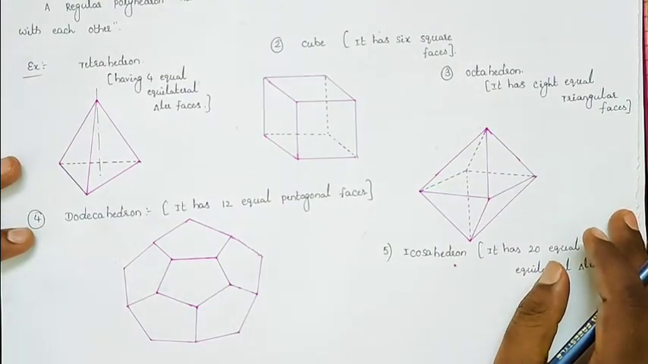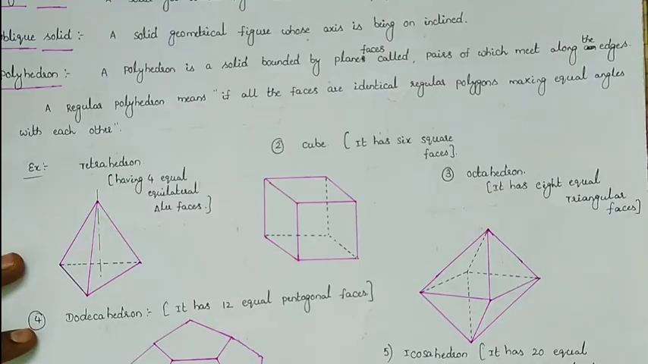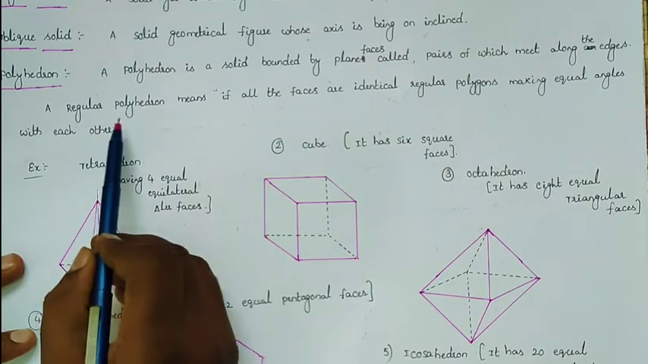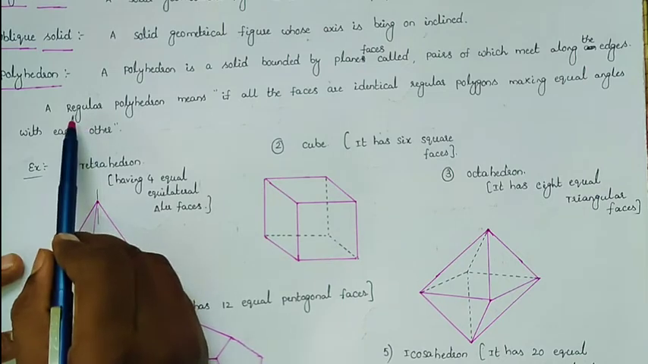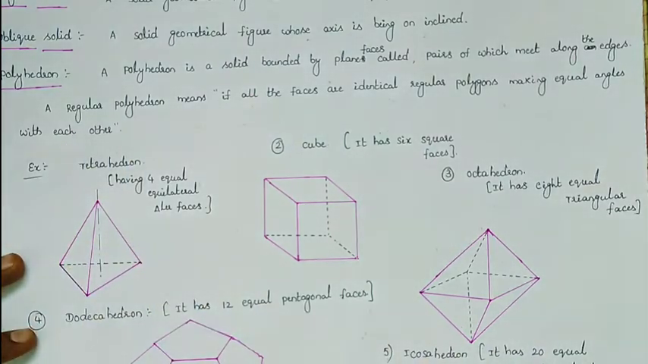A polyhedron is nothing but a solid which is bounded by plane faces, and pairs of which meet along the edges. Then the solid is said to be a polyhedron. A regular polyhedron means all the faces are identical regular polygons making equal angles with each other. Regular means equal. In regular polyhedrons, the faces are regular polygons, so the sides are equal and the faces are also equal.